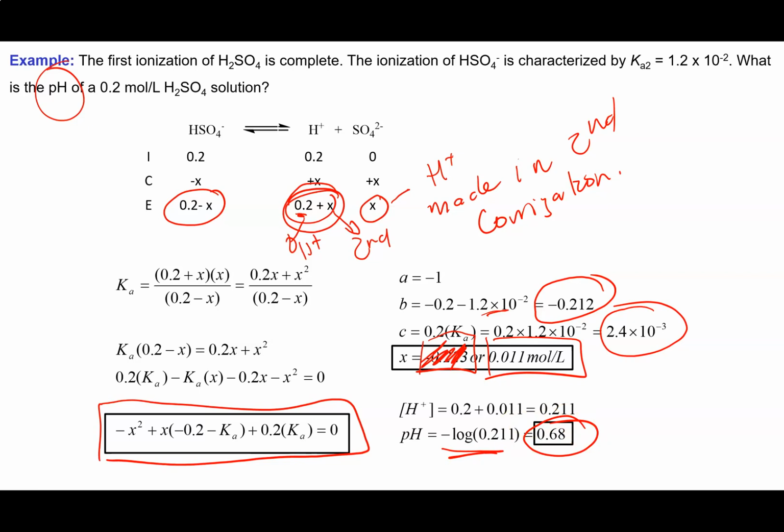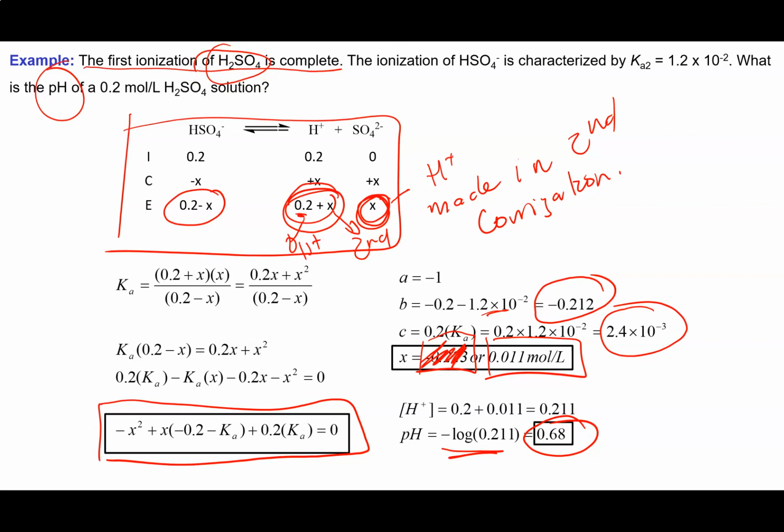So the key here was I didn't need to do two ICE tables. I just assumed that the first ionization was complete, which was nice because it told me that in the problem, and then I just did a single calculation, and the focus was on figuring out how much H plus was produced in the second ionization. It's not too bad. With polyprotic acids, when they're strong, it's fairly easy to figure out the pH. It's not a lot different from what we'd been doing previously.